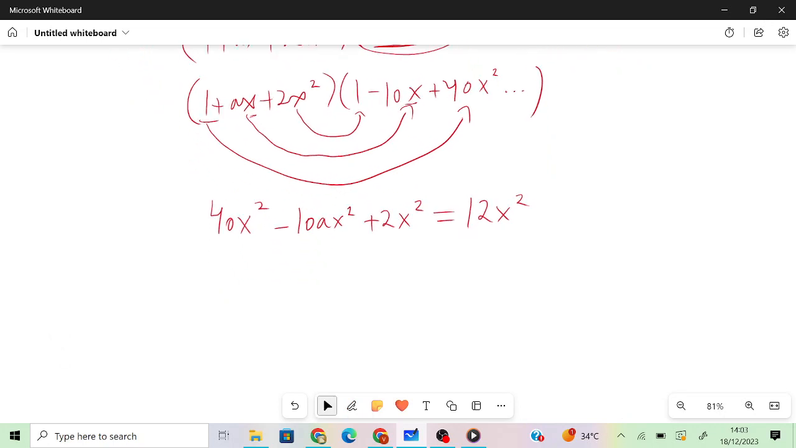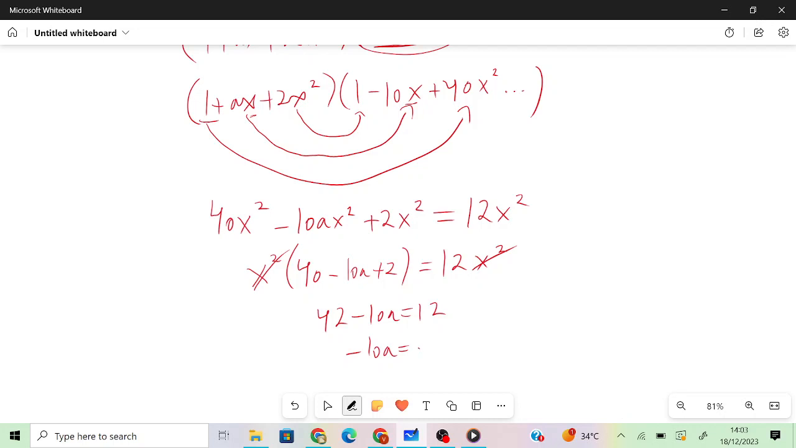Now from here, you don't need to solve. All you can do is just factorize your x squared out on the left hand side. So you have x squared into 40 minus 10a plus 2 equals 12x squared. x squared and x squared cancel. You have 42 minus 10a equals 12. You have minus 10a equals 12 minus 42, that's minus 30. And then you have a to be 3. Minus 30 divided by minus 10 is 3.